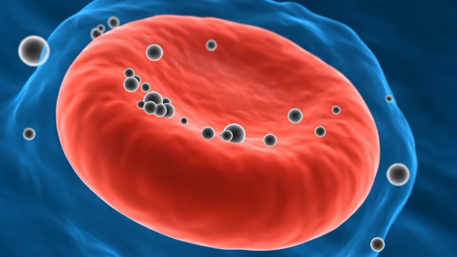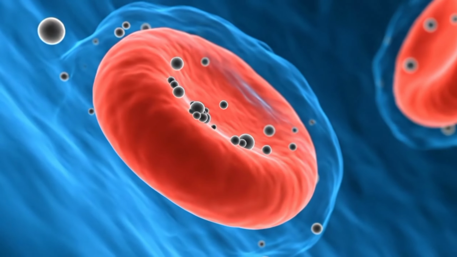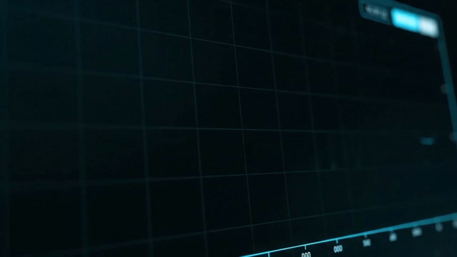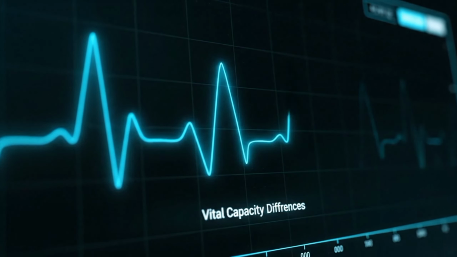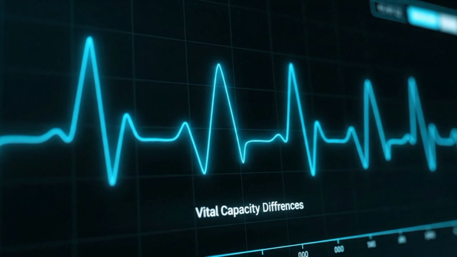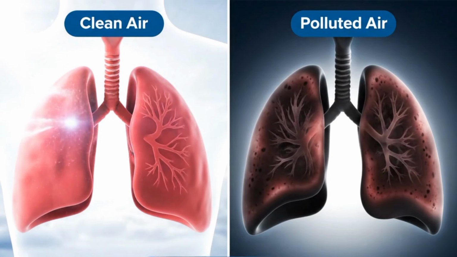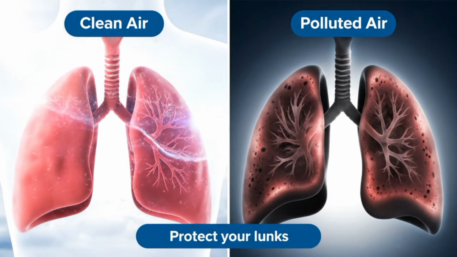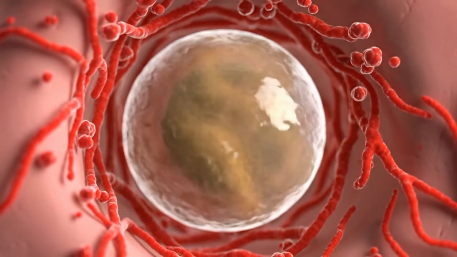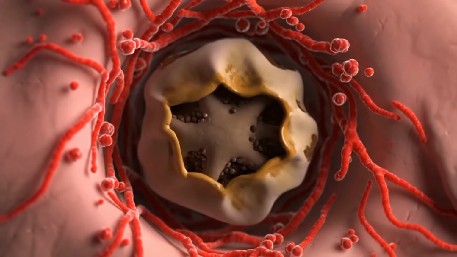Carbon dioxide travels in blood as dissolved gas and bicarbonate ions for removal. Lung capacity reflects age, fitness, and respiratory health of each individual. Clean air and regular breathing maintain lung function and overall health. Smoking damages lung tissue and decreases efficiency of oxygen exchange.